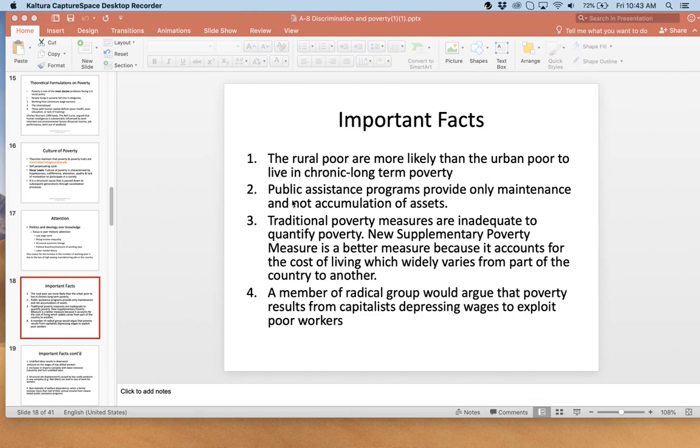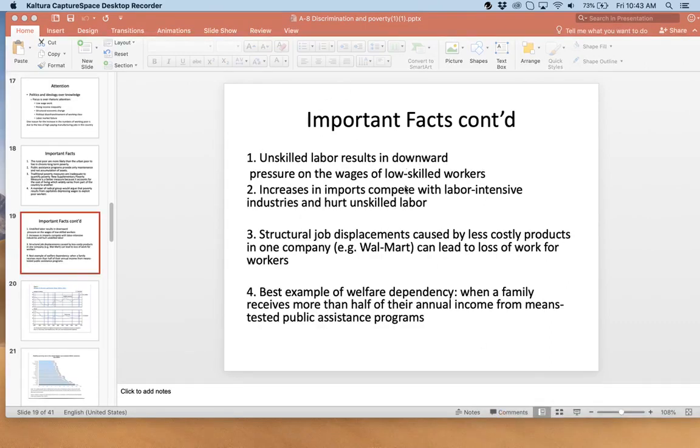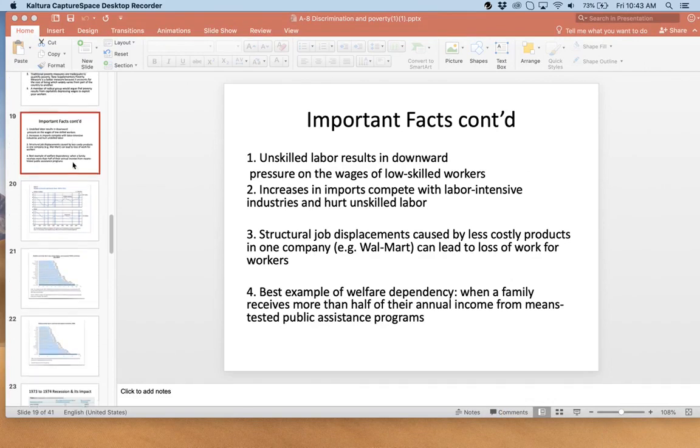A member of a radical group would argue that poverty results from capitalists depressing wages to exploit poor workers, right? That's almost a radical group, but today actually it has become almost mainstream, especially in the liberal wing of politics. So study also all these other important facts, because these are facts that are in the book and you might be tested in your quiz this week.